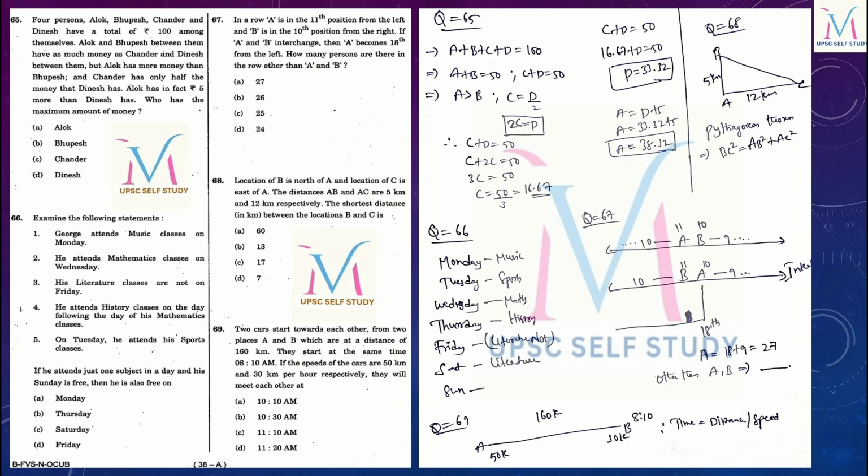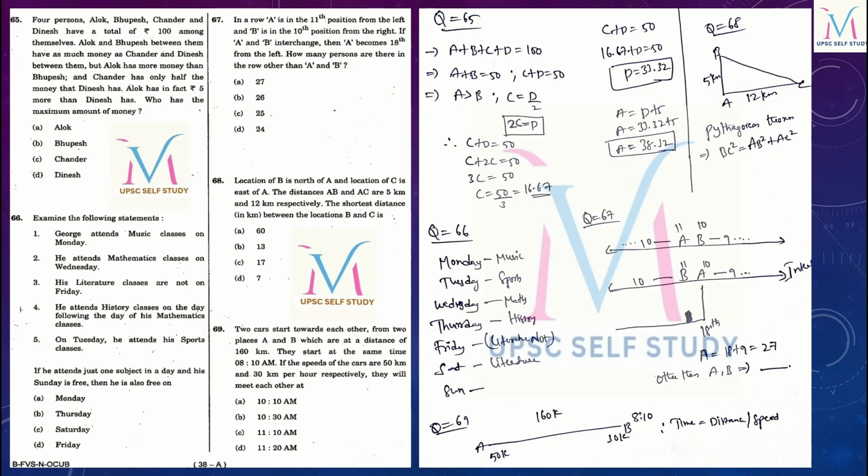And fourth statement, he attends history class on the day following the day of mathematics. The following day of mathematics is Wednesday, and the following day of that is Thursday. So history class he will be attending on Thursday. From the question, the mathematics class is on Wednesday, so Thursday he will be having history class. On Tuesday he attends his sports class.